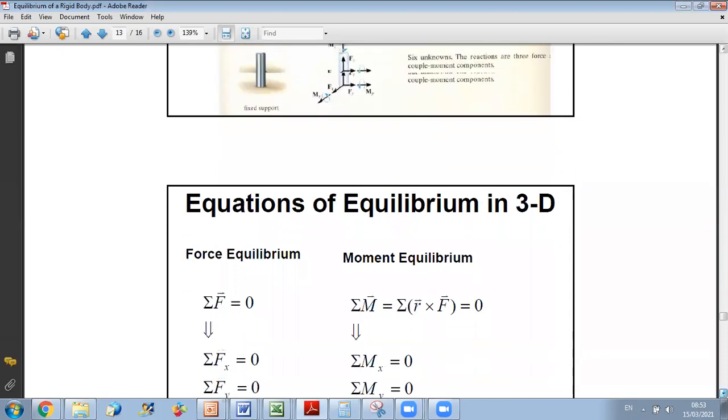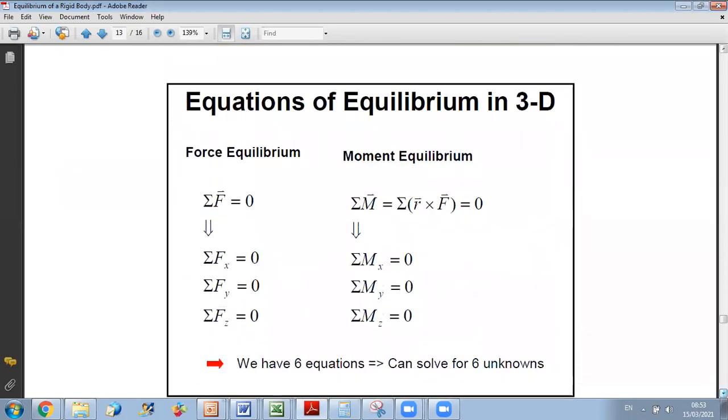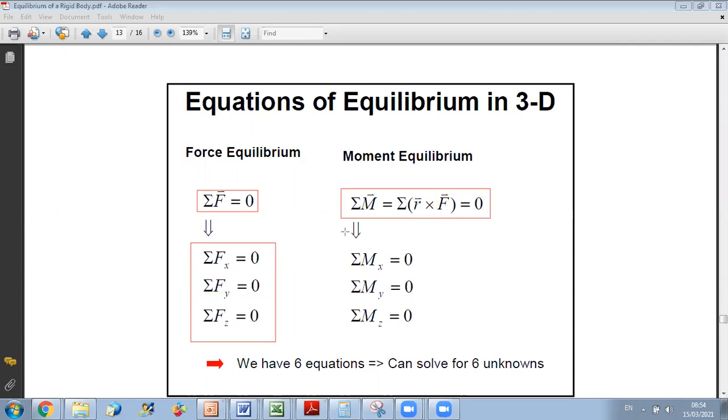Okay. Now, once we have determined the different types of support, we will move to the application of equilibrium in 3D. In 3D, we know that the equilibrium of a rigid body involves 2 vectorial equations: sum of forces equals 0 and sum of moments equals 0. Each vectorial equation in 3D will give me 3 equations. So I have 3 force equations and 3 moment equations, and I will end up with 6 equations with 6 unknowns.